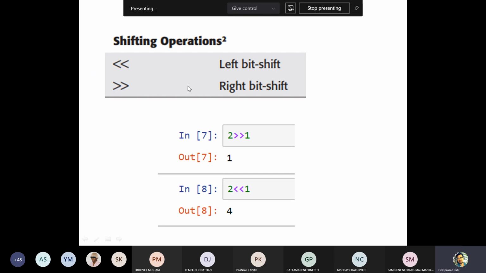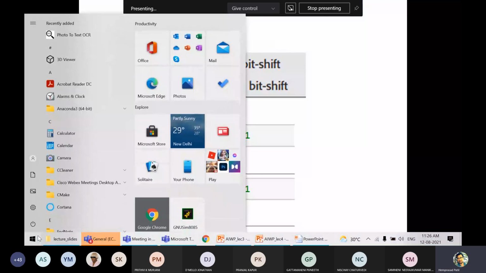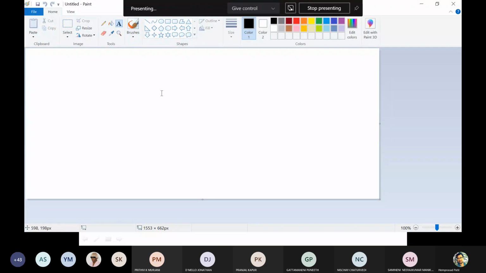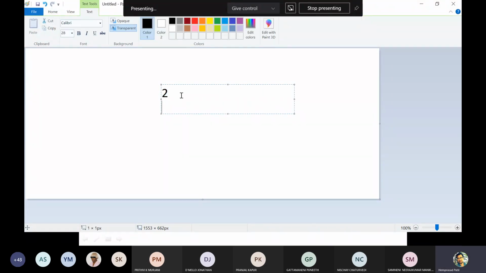Next is left bit shift and right bit shift. Like if 2 is a number, and we want to shift it to right by 1 bit. Shift it to right by 1 bit. So how to do that? If 2 is a number, so for 2, what is binary? 0010. If I want to shift it towards right by 1 bit, how will it be?